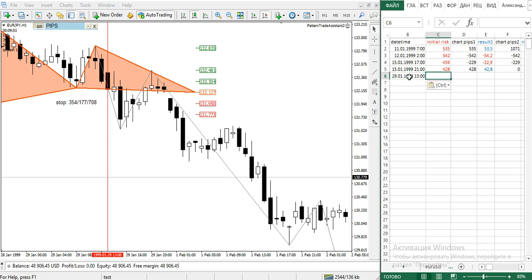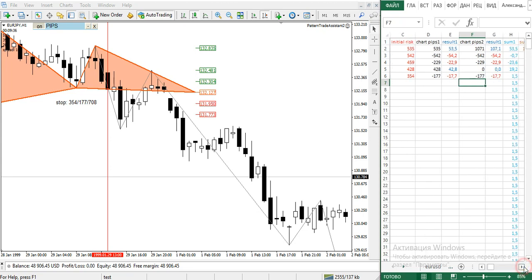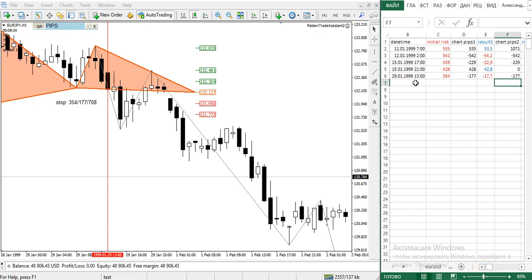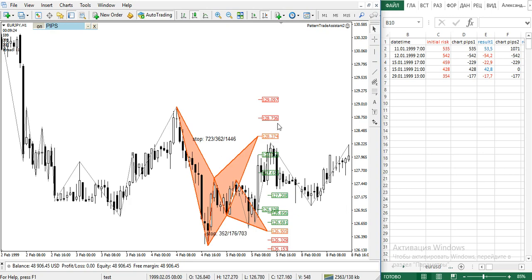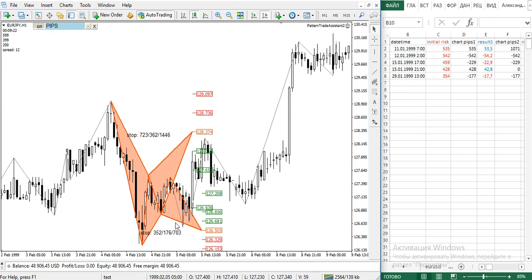Okay, so 354. Here we type minus 77, and here we type minus 77. Okay, and now they are substituted automatically. Yes, the formula is added automatically. Okay, a few more examples, let's have 10 examples to understand it correctly with this strategy.